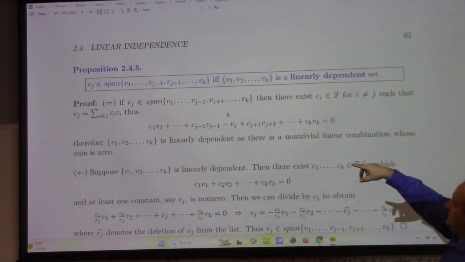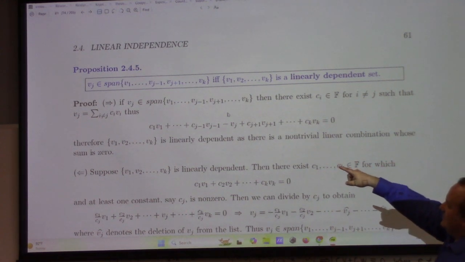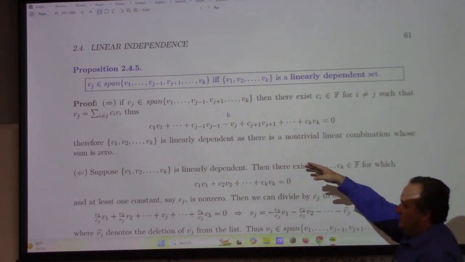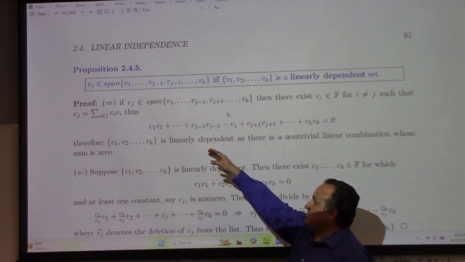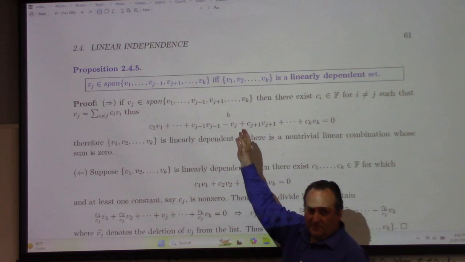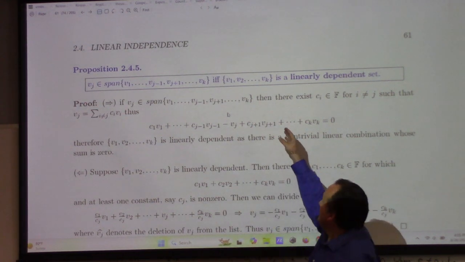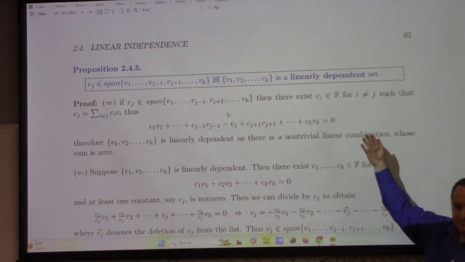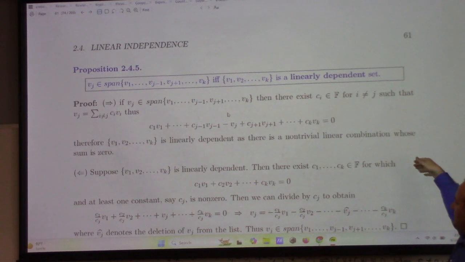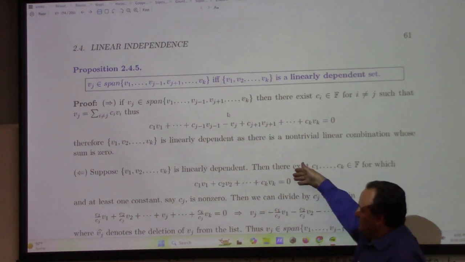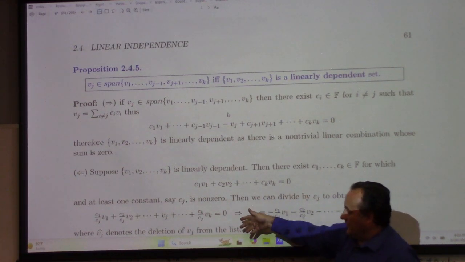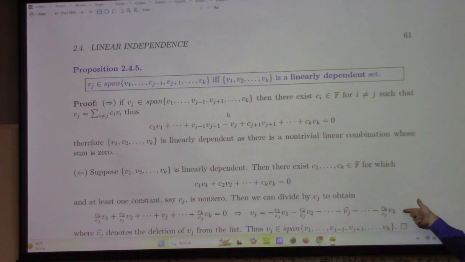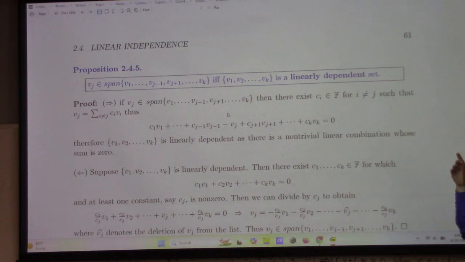I should say, if there exists a j such that Vj is in the span of the remaining vectors. I mean, we could put it into words. If a vector is in the span of n minus one other vectors, then that vector combined with the other n minus one vectors is a linearly dependent set, and vice versa. So anyway, here I just assume that j is the non-zero one, and then you can divide by cj, and you get this, which then shows that Vj is in the span of all the vectors except for the jth one, which proves the other direction of the proof.